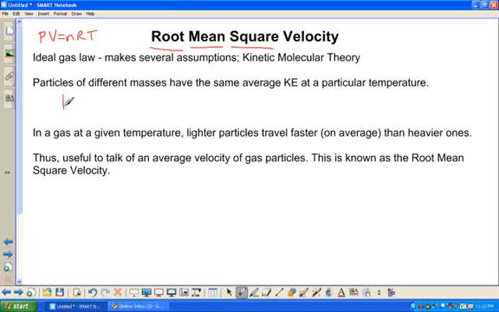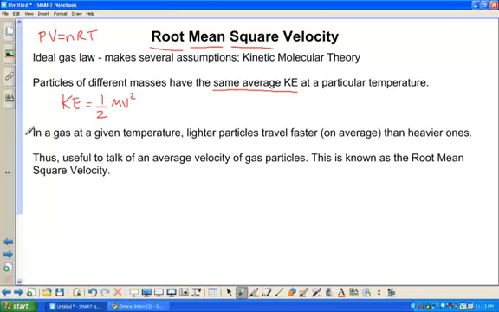Now, many of you will have seen this relationship before, that the formula for kinetic energy is half mv squared, where v is the velocity and m is the mass of your particle in kilograms. If that's the case, if these different particles have the same average kinetic energy, and yet they've all got different masses, that must mean they're traveling at different speeds or different velocities.